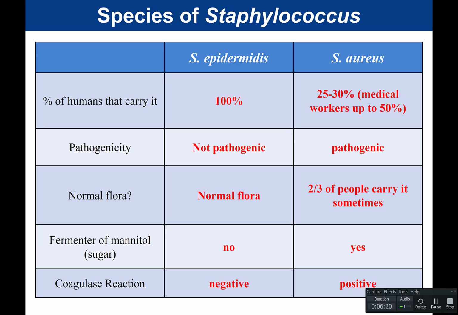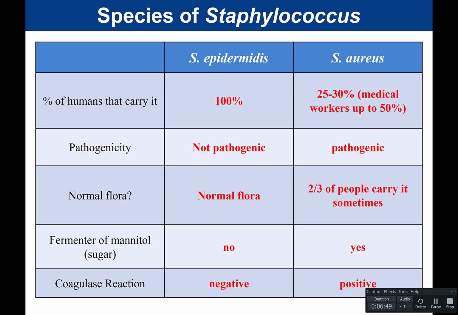If you are a medical worker, that goes up to about 50% probability that you carry it. In terms of pathogenicity, disease-causing ability, Staph epidermidis is not pathogenic, it doesn't cause disease. It can be an opportunistic pathogen, meaning if you are immunocompromised, it can cause disease, but that's not very likely. Whereas for Staph aureus, it's more likely to be pathogenic.